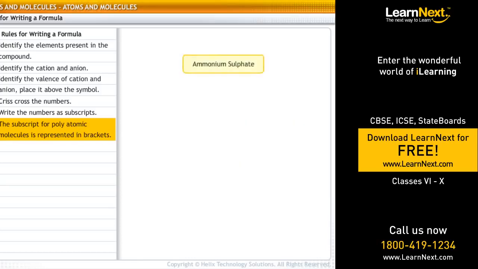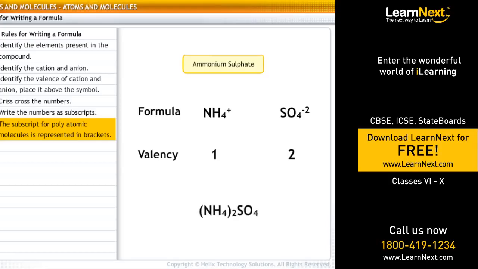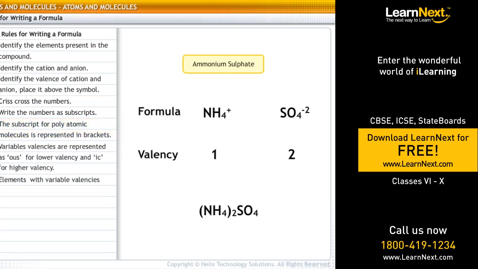For example, ammonium sulfate. It has both ammonium and sulfate ions. The valency of an ammonium ion is 1 and sulfate is 2. When we cross-multiply, ammonium has a subscript 2. This 2 is written outside the bracket. There is an exception for some of the metals, which exhibit variable valency and are named accordingly.